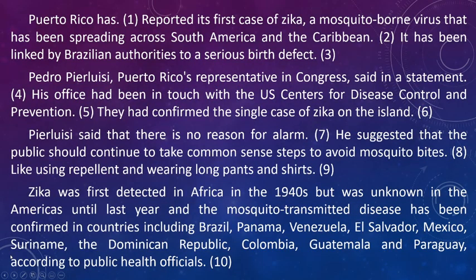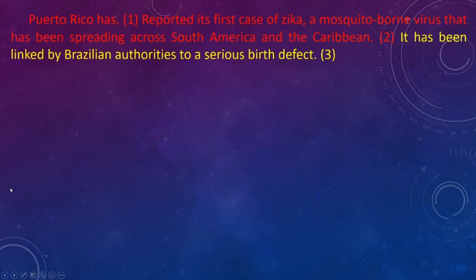Let's read this. It says, Puerto Rico has, right there we can probably see some problems, reported its first case of Zika, a mosquito-borne virus that has been spreading across South America and the Caribbean. It has been linked by Brazilian authorities to a serious birth defect. Okay, so let's look at that first sentence. If we look at Puerto Rico has, you probably notice that that is a fragment. It is incomplete. That's why I've marked it in red.